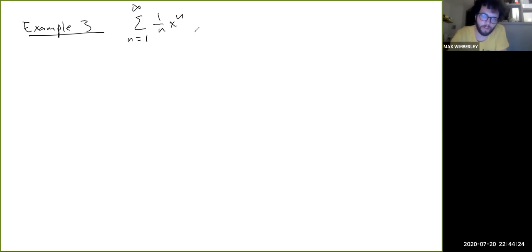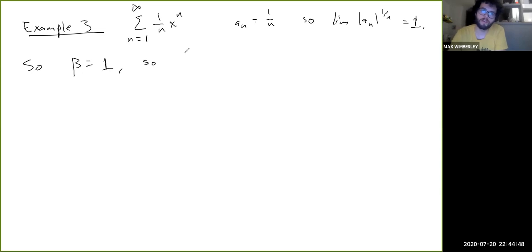Anyway, so in this case, a_n is 1 over n. So the limit of a_n to the 1 over n is 1, right? So beta equals 1. Sorry, R is 1 over beta, but they're both 1 in this case. The interval of convergence is something like -1 to 1 again, right?